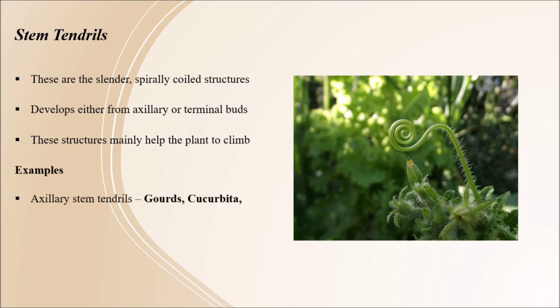Examples: axillary stem tendrils, we can take gourds and cucurbita. And coming to terminal stem tendrils, we can talk about grapevines. These two are the examples. These tendrils develop from either axillary buds or terminal buds, mainly help in climbing, and they are slender spirally coiled structures. These are the main points about stem tendrils.